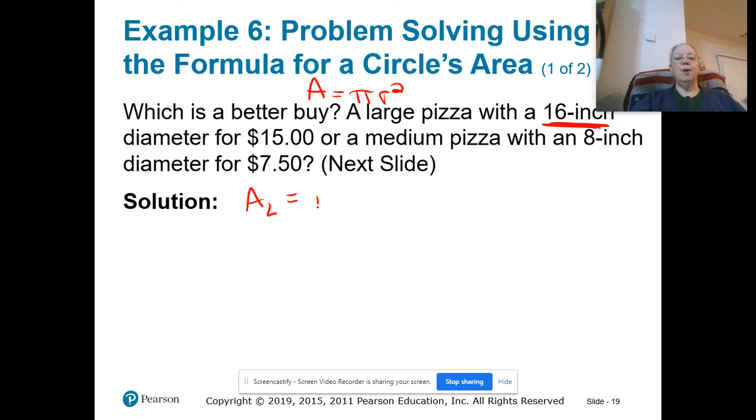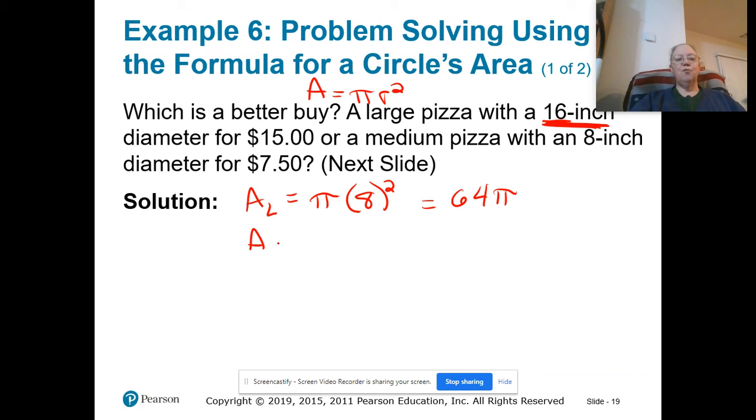Okay, so pi times the radius, well, if the diameter is 16, the radius only goes halfway across, which is going to be 8. All right, so we've got 64 pi. I'm going to leave that right now as 64 pi. Remember, wait as long as you can to convert it to a decimal. And we don't have to convert it quite yet, so just hold off. We'll just leave it at 64 pi right now.